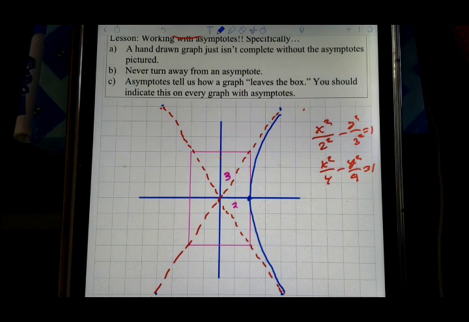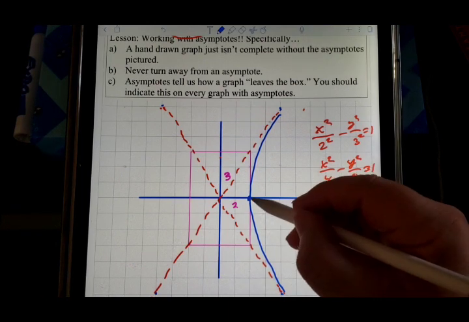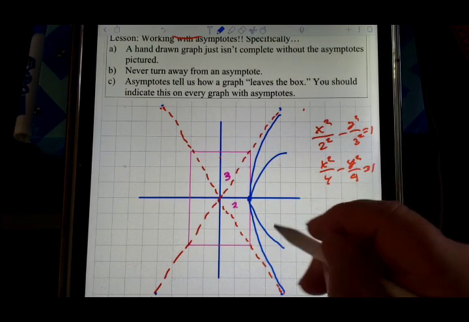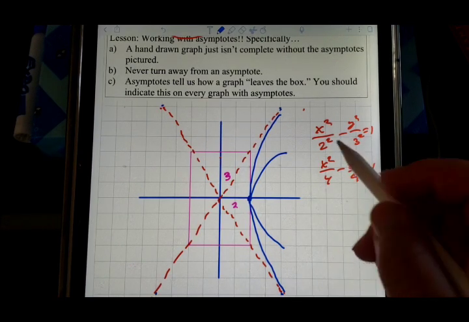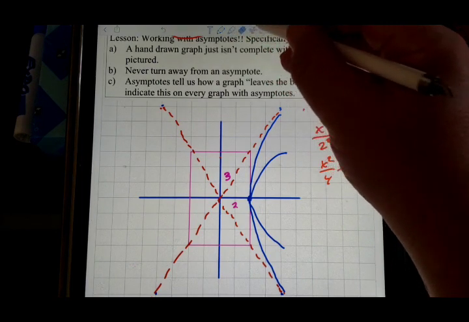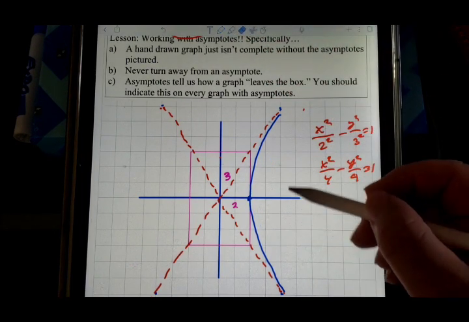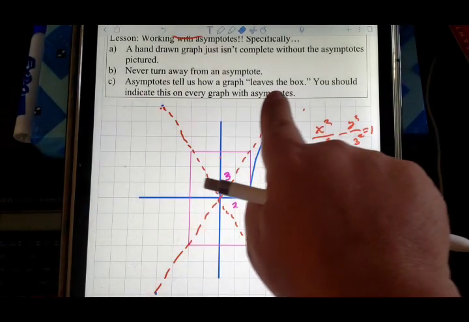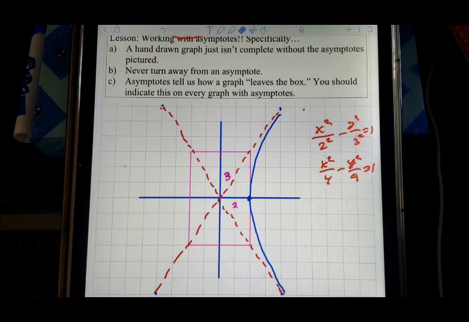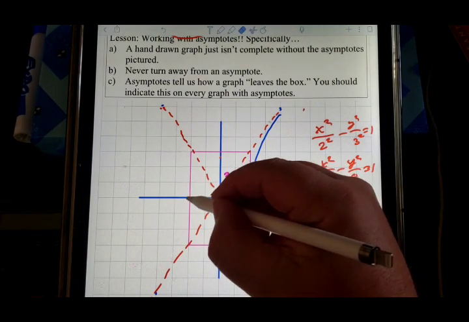I'll take away the asymptotes and I'll show you why I don't particularly like that graph in a second. Never turn away from an asymptote. If I had drawn that one incorrectly, I might have gone like this, where I completely ignored the asymptotes. Students do an awful lot of that with hand-drawn graphs of hyperbolas. You should be getting closer and closer to the asymptote, because asymptotes tell us how the graph leaves the box. Asymptotes are forever. Asymptotes are what happens outside the box.